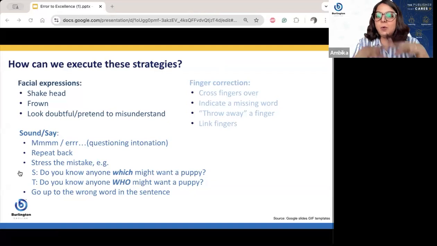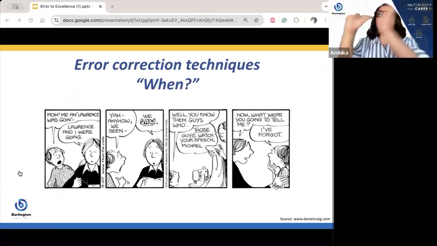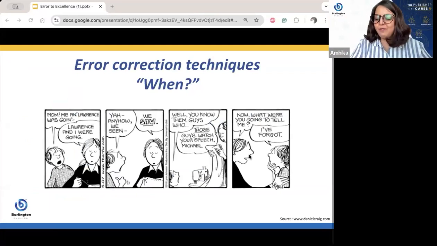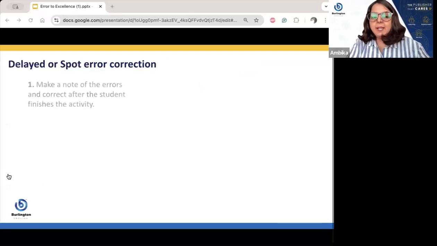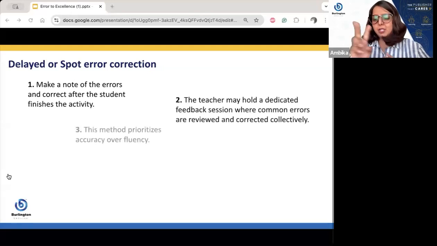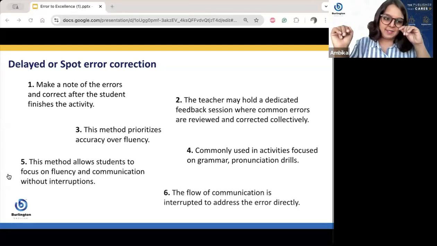Now, let's see, when do we need to really do the corrections? Do we do the corrections every time there is an error? Do we do the corrections when we finish the class? What is the appropriate time of doing corrections? So, again, here, there's a little bit of a task for you teachers. So this basically comes in two ways. One is delayed correction, the other is spot error correction.